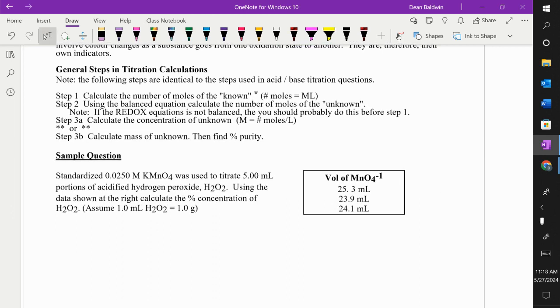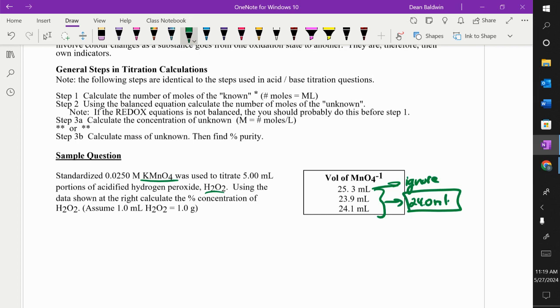So the example we're going to do here is potassium permanganate, and we're going to titrate hydrogen peroxide. Here's our data here. Clearly the 25.3 is an outlier, so we're going to ignore that and just use these two, which if you average 23.9, 24.1, we're going to get 24 mils of MnO4 added to the solution.